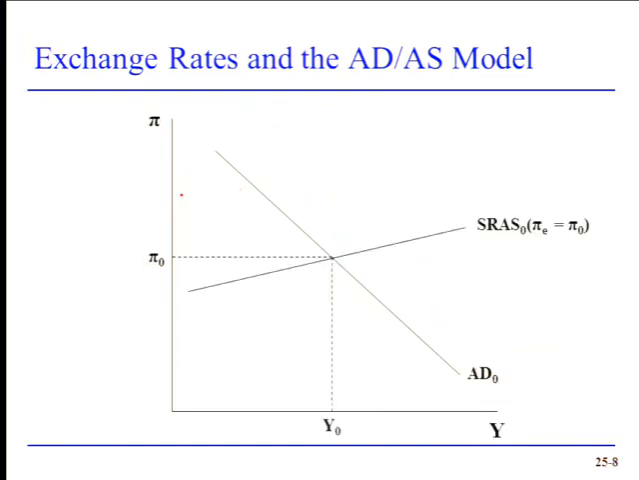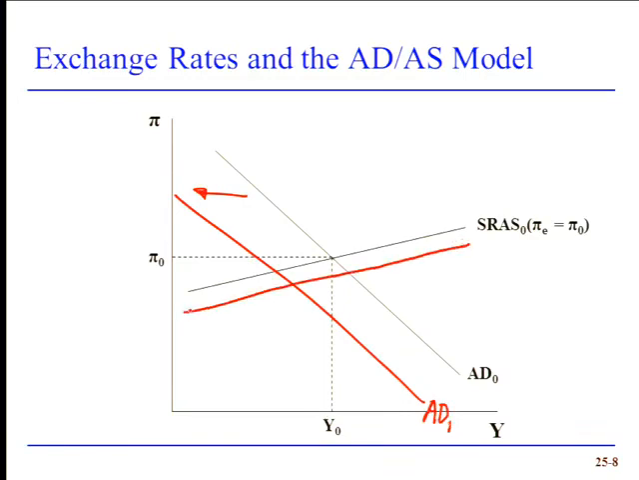Now, what we have to think about then is how we bring that back into our aggregate supply and demand model. Well, we've just argued that appreciation of the currency means that net exports go down. So a decline in net exports, a negative aggregate demand shock, will cause the aggregate demand curve to shift to the left. At the same time, the price of imports has also gone down, and this is a positive short-run aggregate supply shock. So the short-run aggregate supply curve also shifts down.